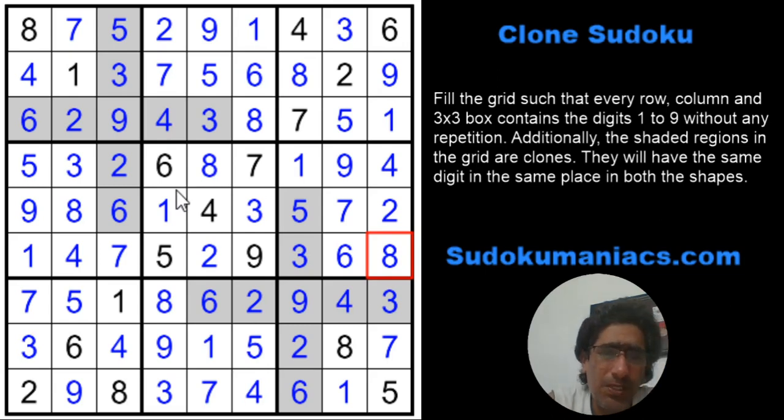I mean, this was not too difficult a puzzle, believe me, but I love how the shapes as well as the digits outside the shapes played an important role. And this is something we need to keep our eye out on when you're solving a clone Sudoku. So I chose this puzzle not for the difficulty, but the way the digits were interacting, which would be a good learning curve for us.